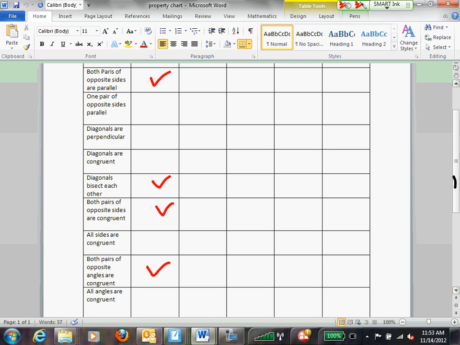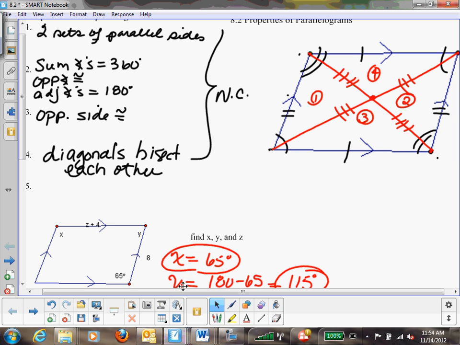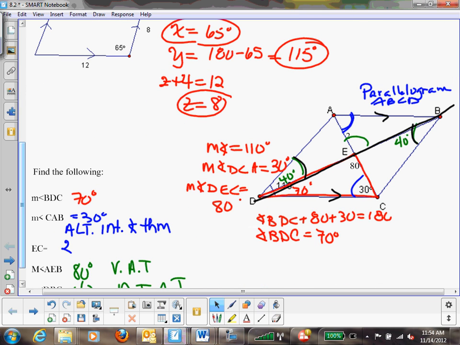And then are all angles congruent? And then the last one says what? Are all angles bisected by the diagonal? Think about it. Go back and look. Look what we did on this one. Was our angle bisected by that diagonal? No. Part of it was 70 and part of it was 40.